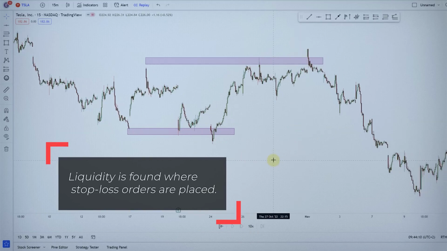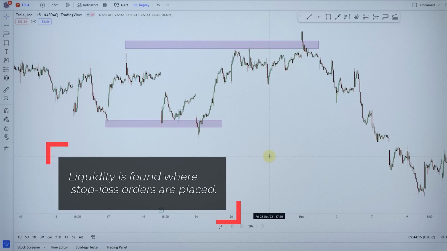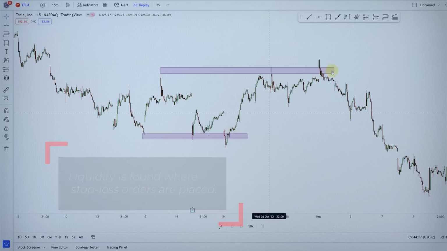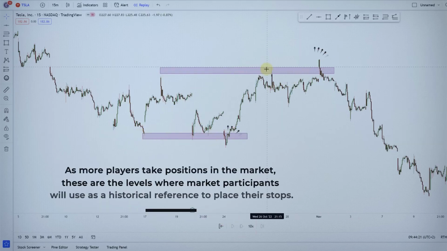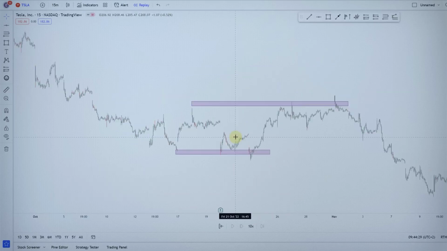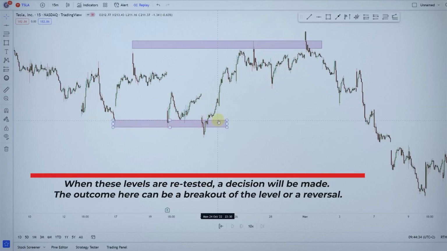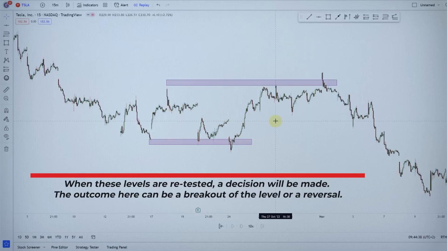The creation of a liquidity level comes as a result of an initial imbalance of supply and demand, which forms swing highs and swing lows. As more players take positions in the market, these are the levels where market participants will use as a historical reference to place their stops. And when the levels are then retested, a decision will be made. The outcome here can be a breakout of the level or a reversal.